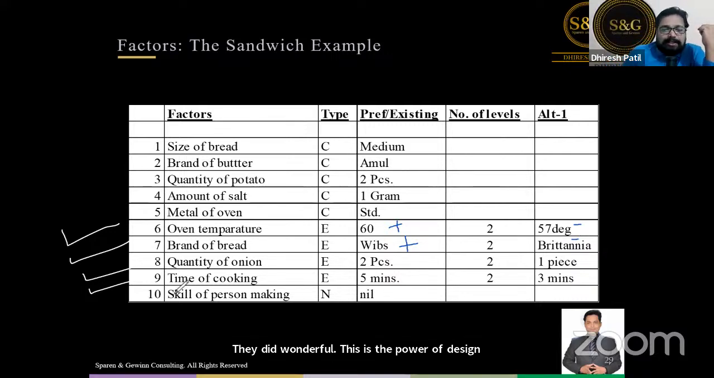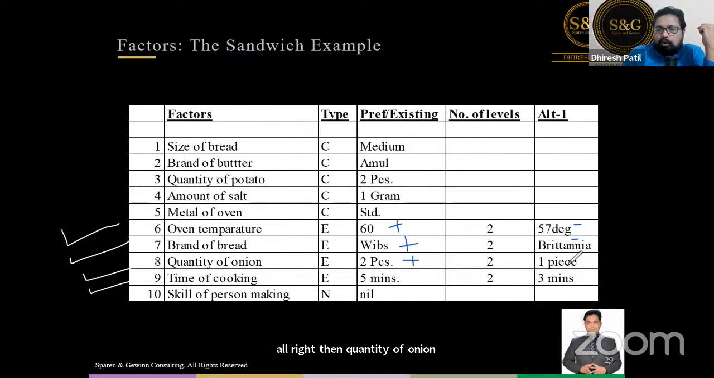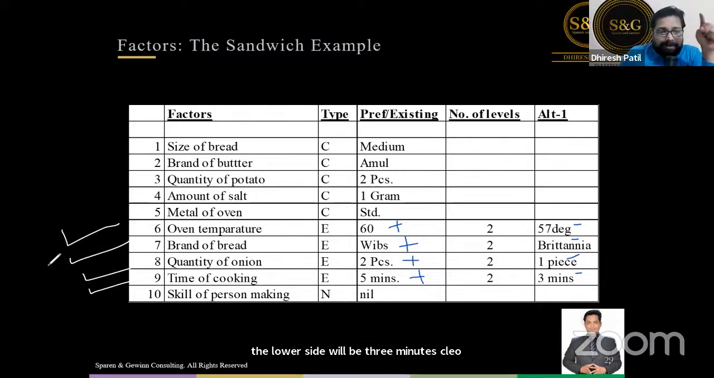All right. Then quantity of onion. The higher side will be 2. The lower side will be 1. The time of cooking, higher side will be 5 minutes. The lower side will be 3 minutes. Clear? Now they want to conduct an experiment. So open the Minitab worksheet. Everybody open any Minitab worksheet.